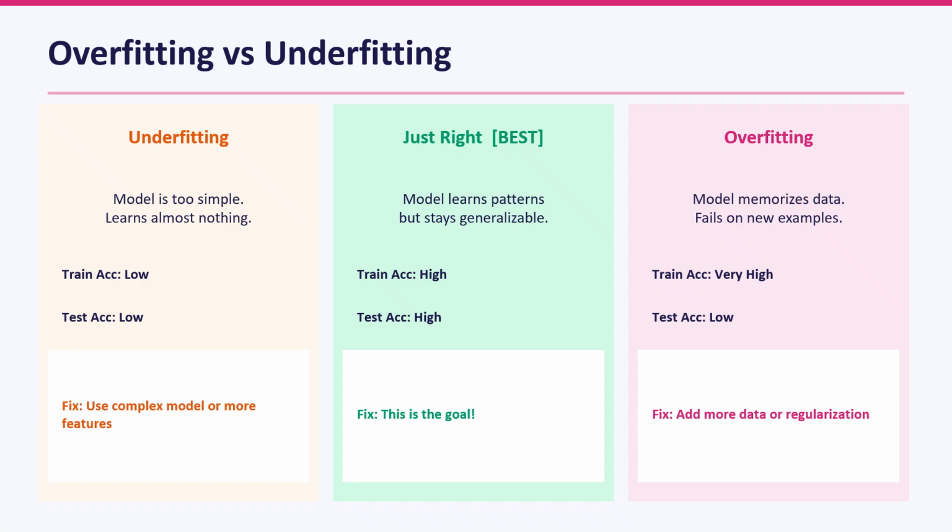Your model memorized the training data but can't generalize to new data. Scenario 3. You truly understand the concept, so you score well on past papers and on the real exam. That's just right, good generalization. But in ML, underfitting means both training and test accuracy are low. Overfitting means training accuracy is very high, but the test accuracy is low. The goal is always to find that sweet spot in the middle.